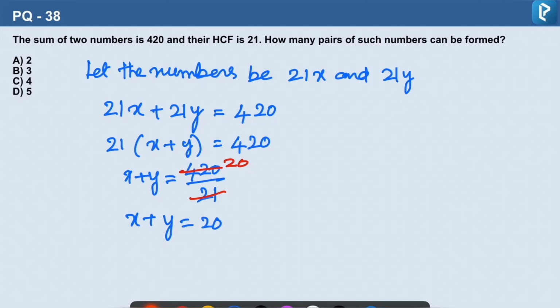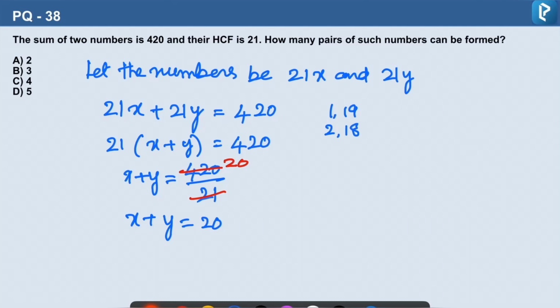So x and y are co-primes. They have no common factors, because they are co-primes. So how many co-primes are there whose sum is equal to 20? x and y can be 1 and 19. Their sum is 20. And they can also be 2 and 18.